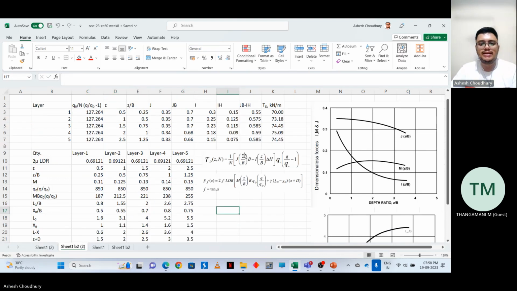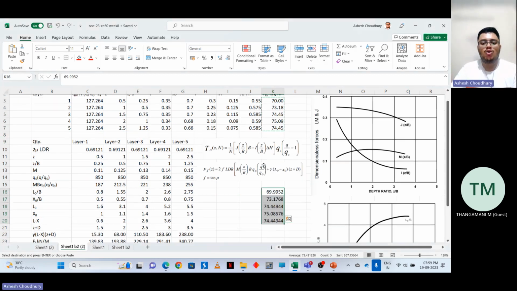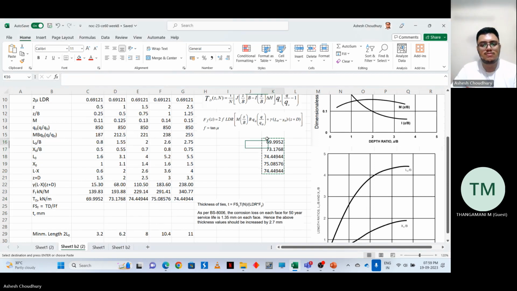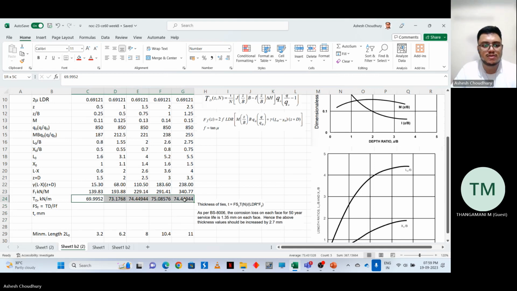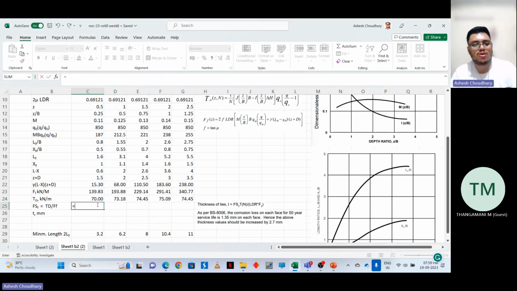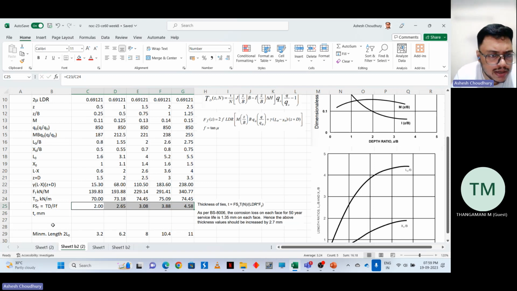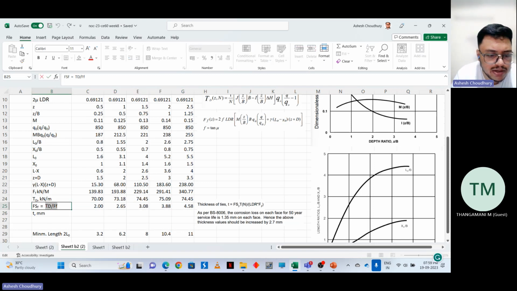Now TDs, let me just copy the TDs. That is the load coming on each layer. Read it. Right. So this divided by this. Oh, what did I write here? It should be FF by TD, right?